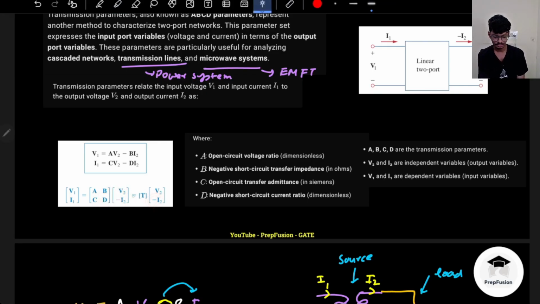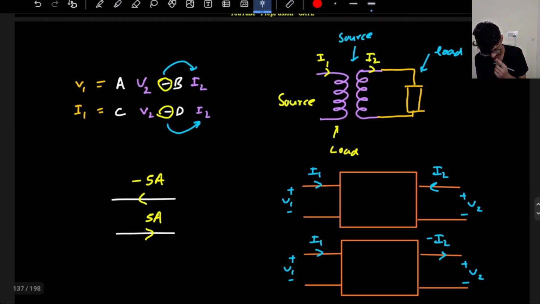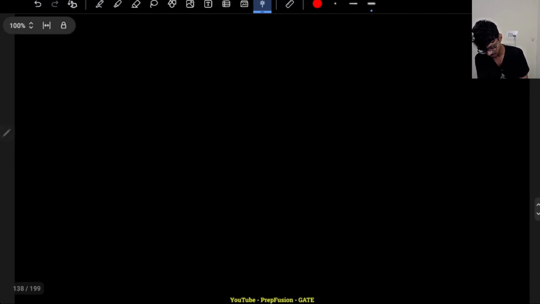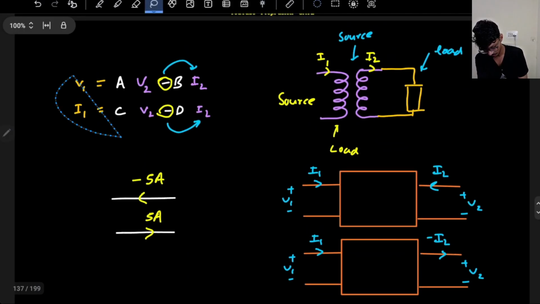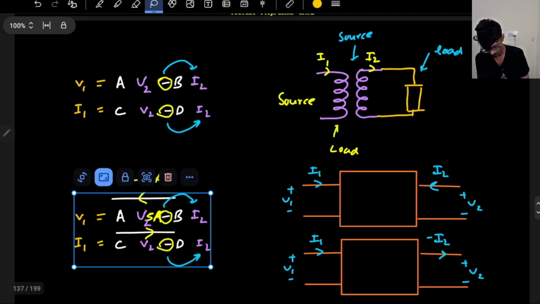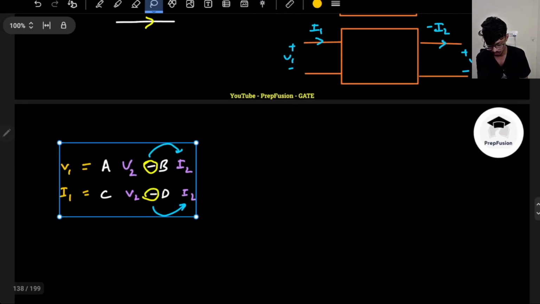That is the reason. And these are known as T parameters, ABCD. So we will understand one by one what ABCD are. Again the same thing, I have written down the equation, so I will copy the equation again here.